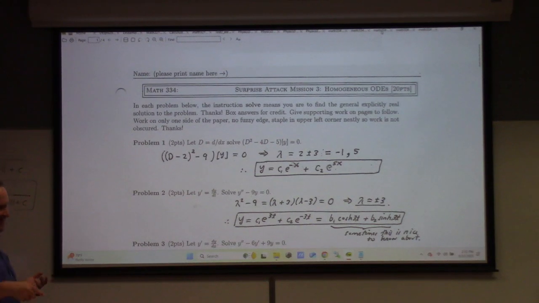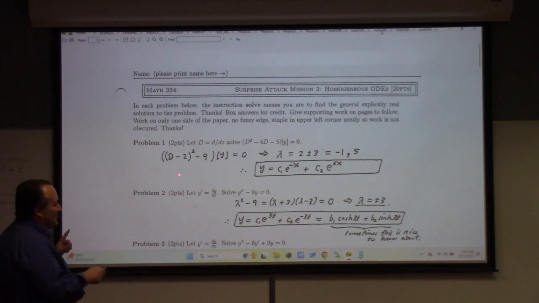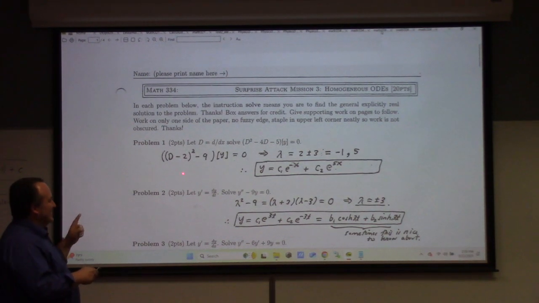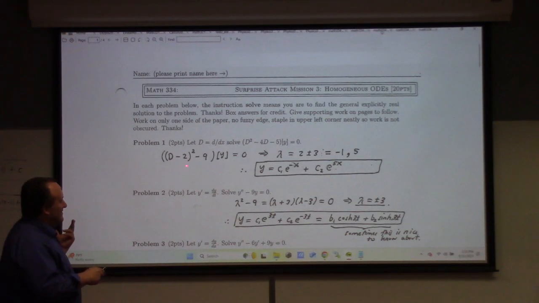So I fixed it here, though. I had one here, but I fixed it. So this, of course, you could just factor like a normal person into d plus 1 times d minus 5, right? But I completed the square because it's just how I am. And anyways, that gives you 2 plus or minus 3, which gives me these characteristic values, and hence c1 e to the minus x plus c2 e to the 5x.